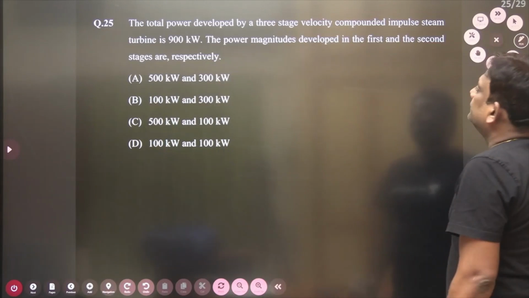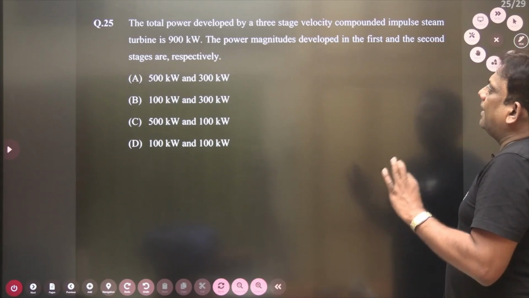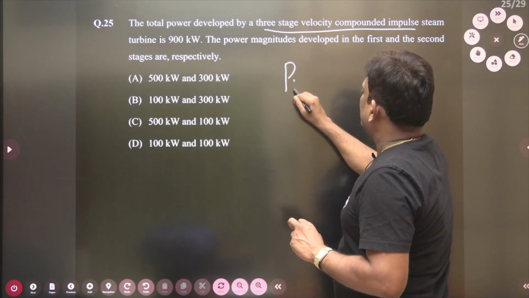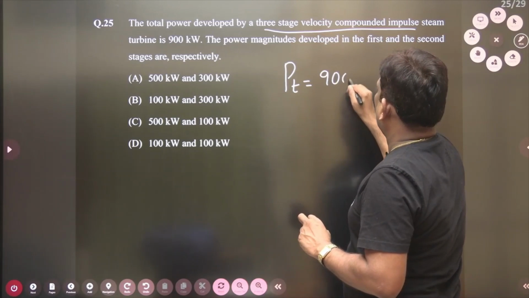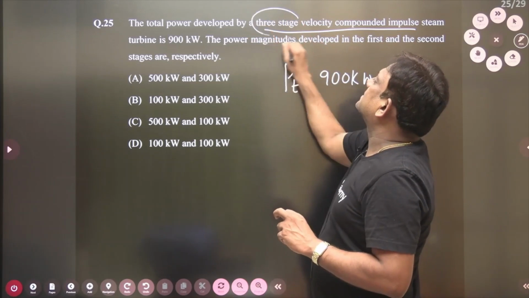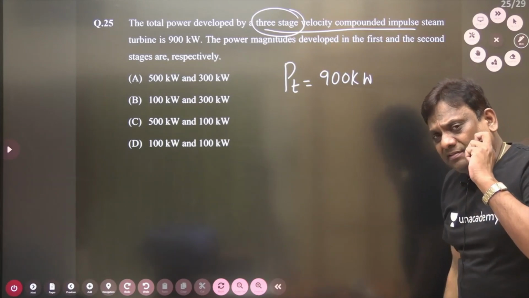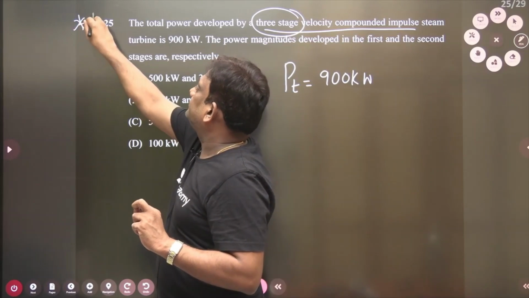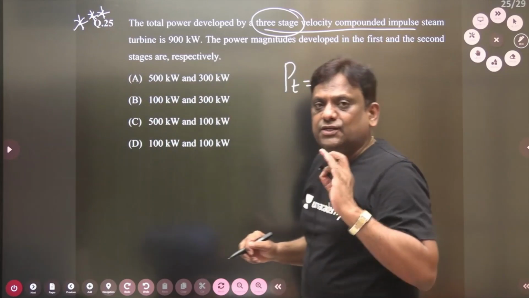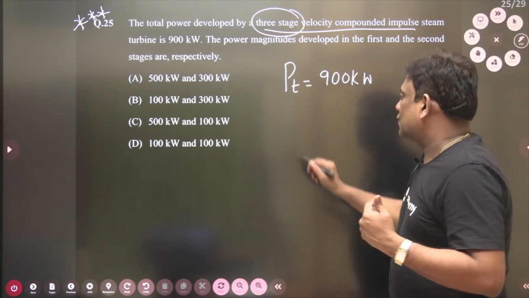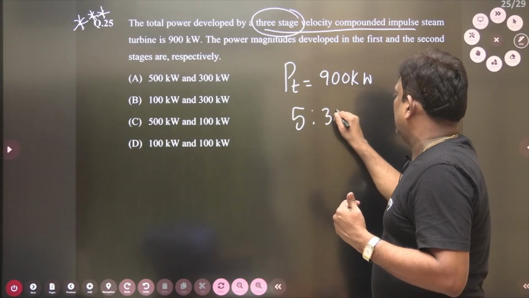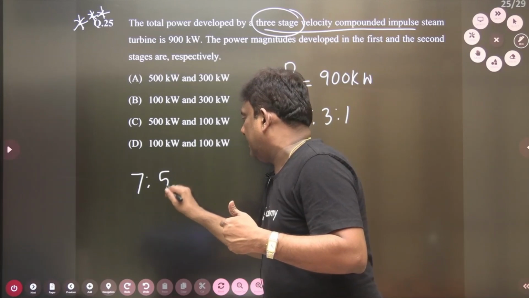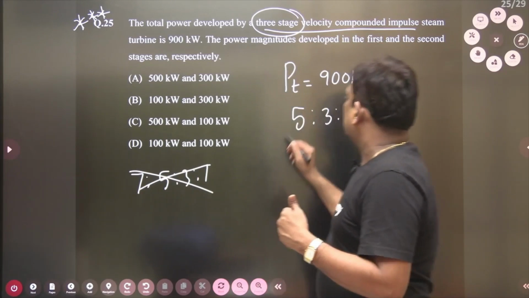Next. The total power developed by a 3-stage velocity compounded impulse turbine is 900 kilowatt. Clearly he said it is a 3-stage velocity compounded turbine. Mark this question as very important. For a 3-stage velocity compounded turbine, the work is split in the ratio 5:3:1. If it is a 4-stage, the work will split like 7:5:3:1. So it is a 3-stage now.